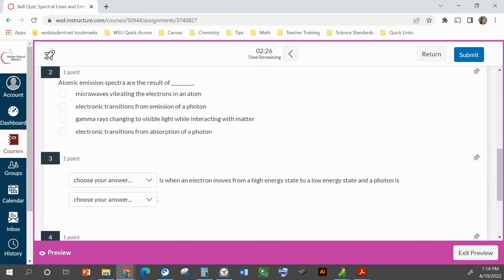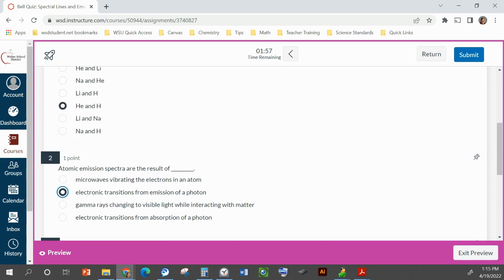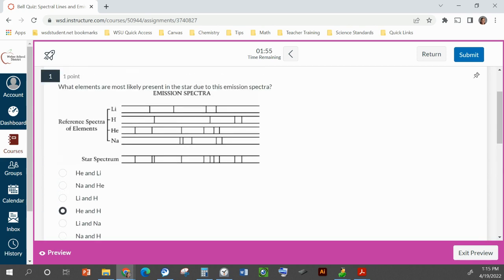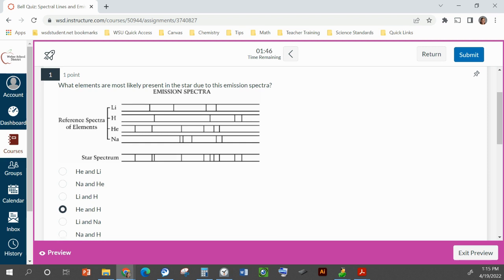Atomic emission spectra are the result of what? So when an electron moves in an atom, what causes that? Microwaves, visible light, gamma rays. Yeah, Matthew? I believe the electronic transition is from emission. Good, emission, good. And these are called emission spectra. That's what's giving those. An electron goes from a high energy to a low energy orbital, and that energy difference emits a photon. Okay, good.